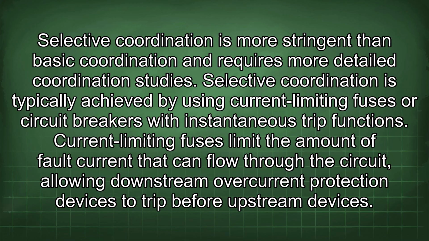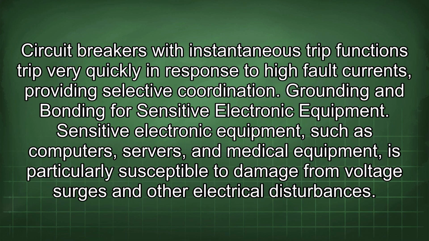Selective coordination is typically achieved by using current-limiting fuses or circuit breakers with instantaneous trip functions. Current limiting fuses limit the amount of fault current that can flow through the circuit, allowing downstream overcurrent protection devices to trip before upstream devices. Circuit breakers with instantaneous trip functions trip very quickly in response to high fault currents, providing selective coordination.